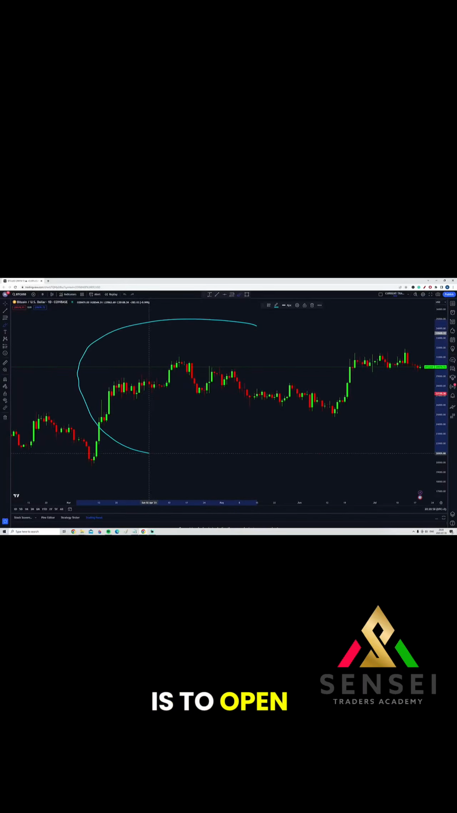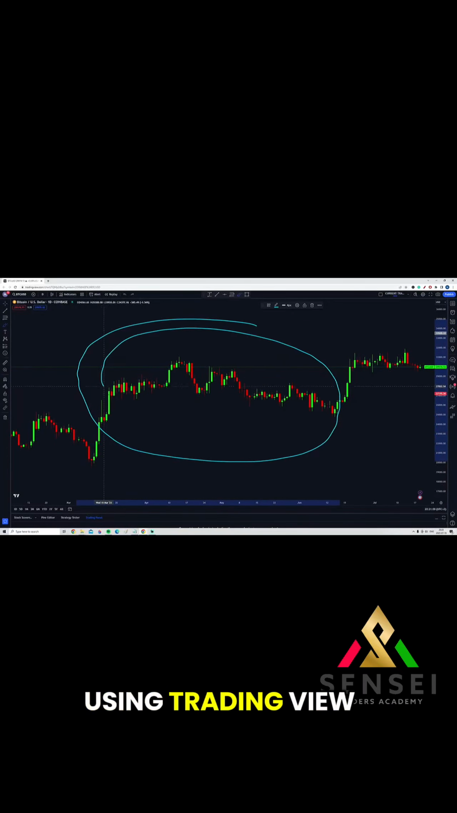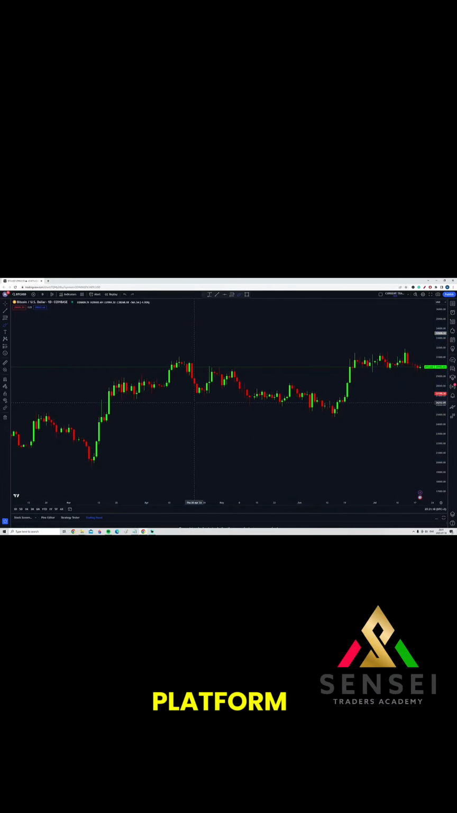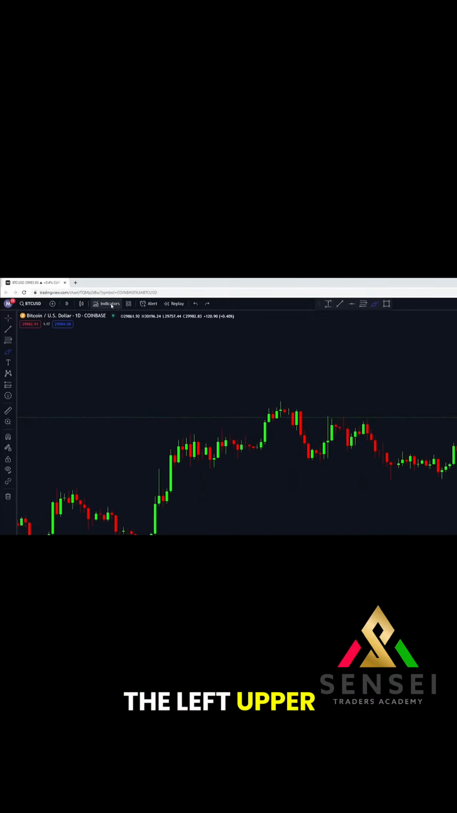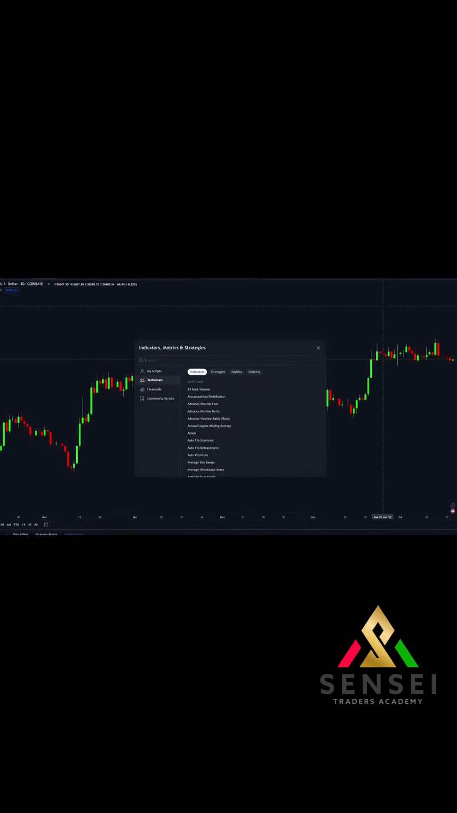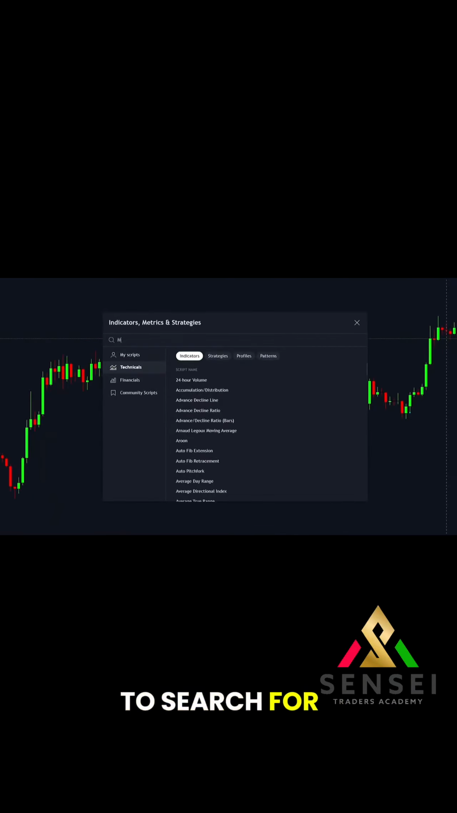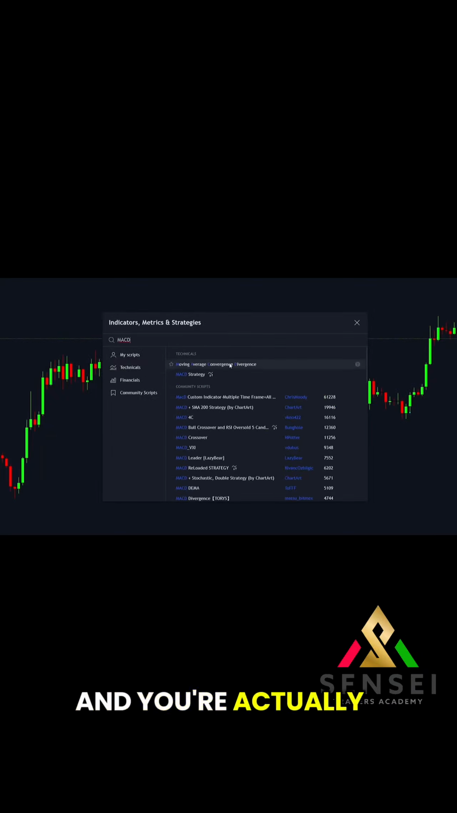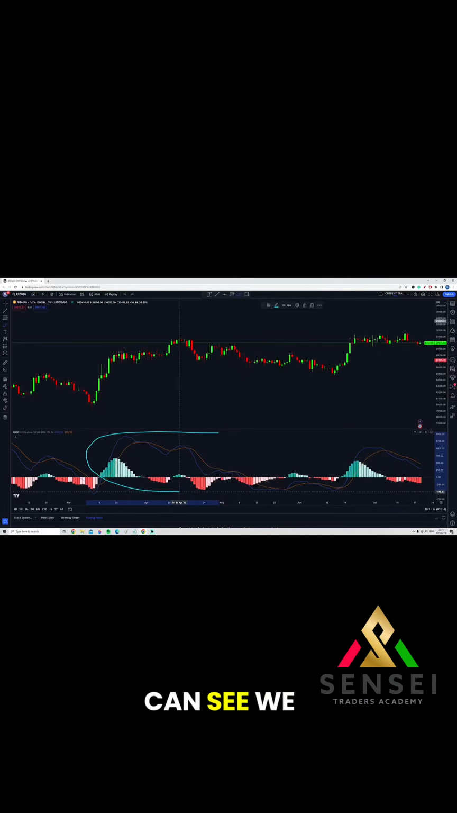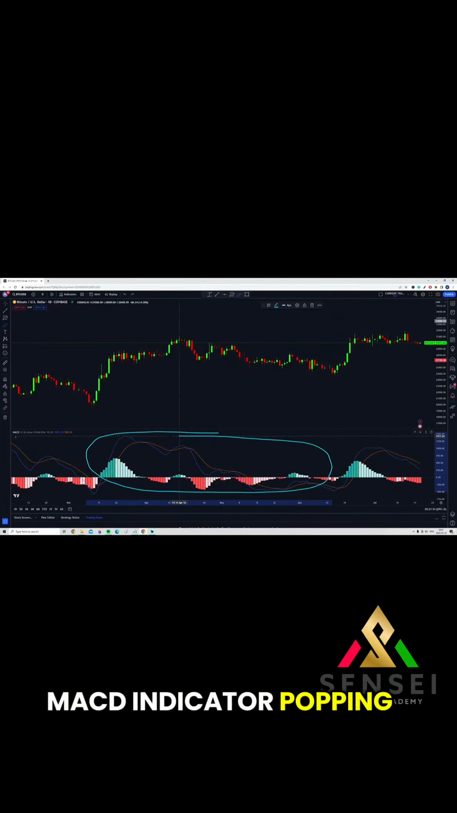Step number 1 is to open up a chart, whether you are using TradingView or another trading platform. After that, you go up to the left upper corner and press Indicators. In the Indicators tab, you want to search for MACD, and you are actually going to open up the normal MACD indicator or moving average convergence divergence. Now, as you can see, we have a normal MACD indicator popping up on the chart.